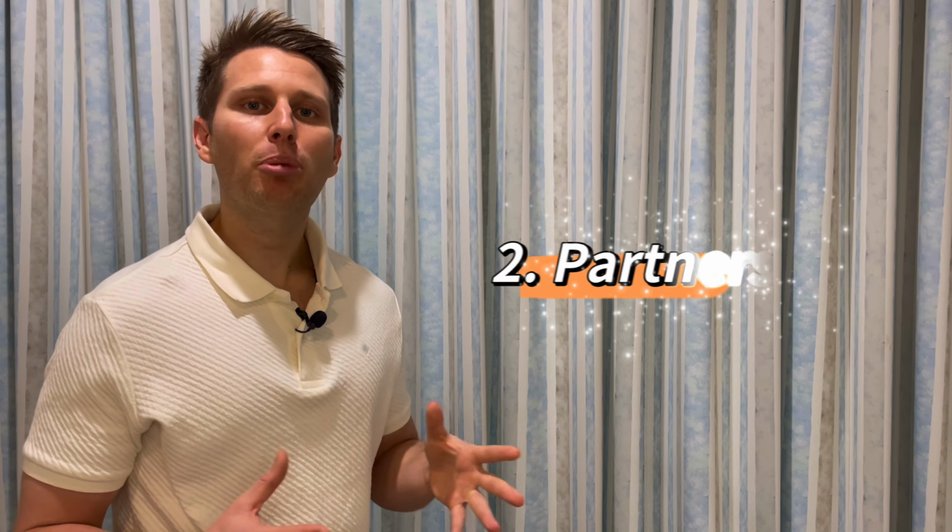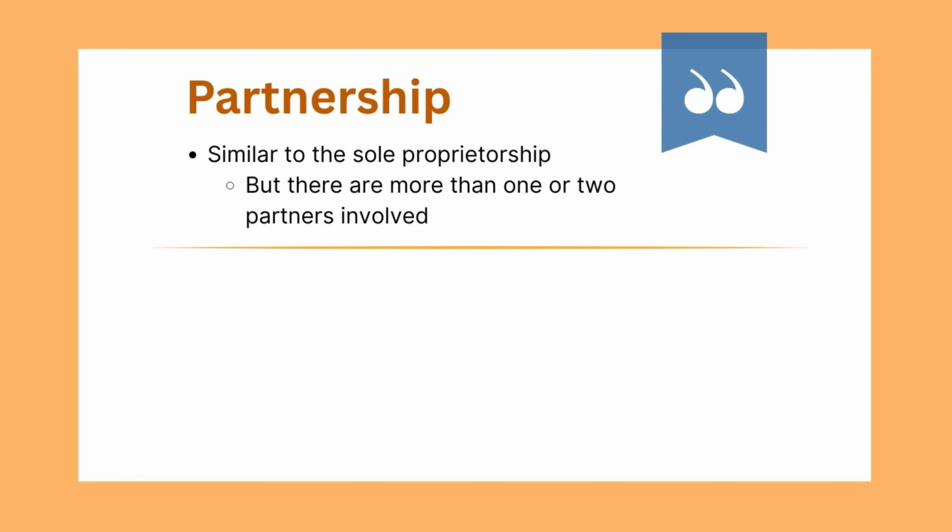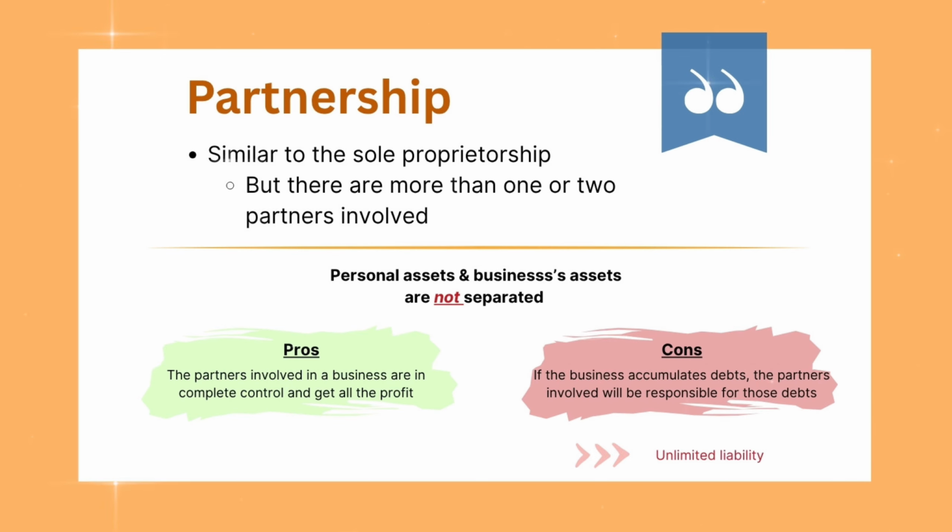Number 2 is the partnership. A partnership is similar to a sole proprietor, just that there are usually more than 1 or 2 partners involved in this structure. One key thing to remember is that your assets and the business's assets are also not separated, and you have unlimited liability. What that means is, if the business incurs debts, you as the partner in your personal capacity will also be responsible for those debts of the business. This type of structure is also usually for smaller type of businesses, and it's easier to dissolve if there is any issues later down the road.